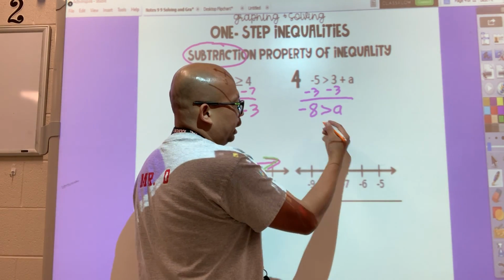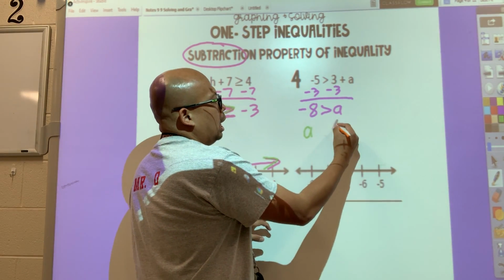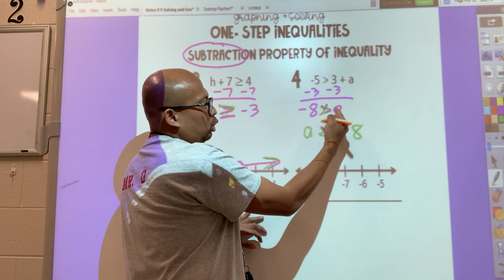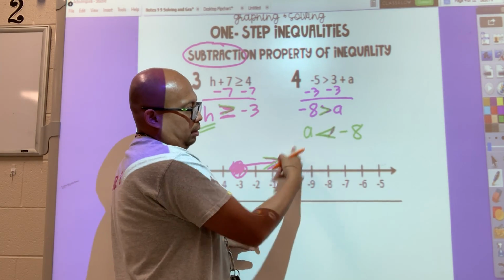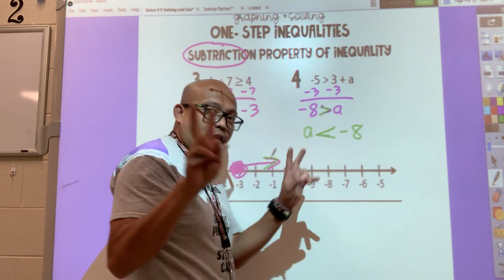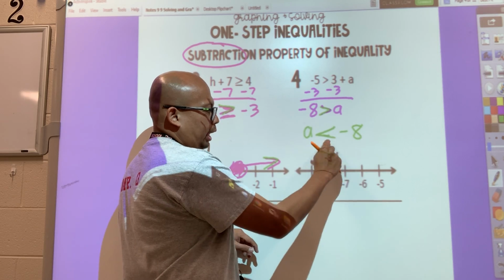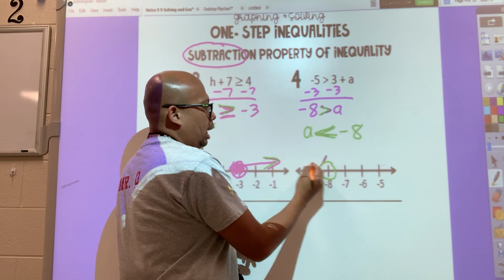So I can rewrite this one as A less than negative 8. If you notice, it's still pointing to the A. Now, using the friendly advice, negative 8 is right here. It's open because there's no line. Where are we going? To the left.